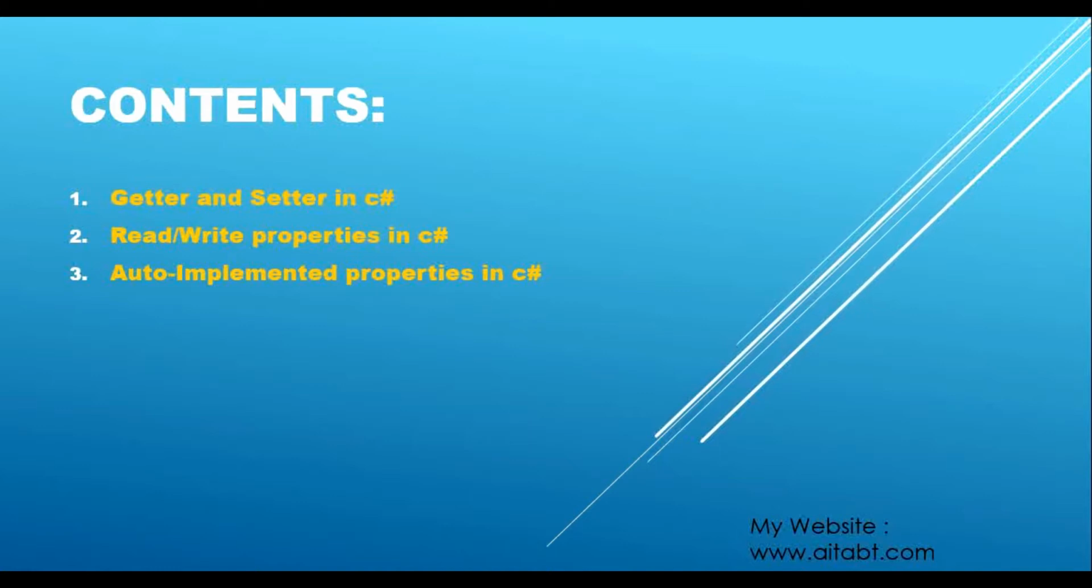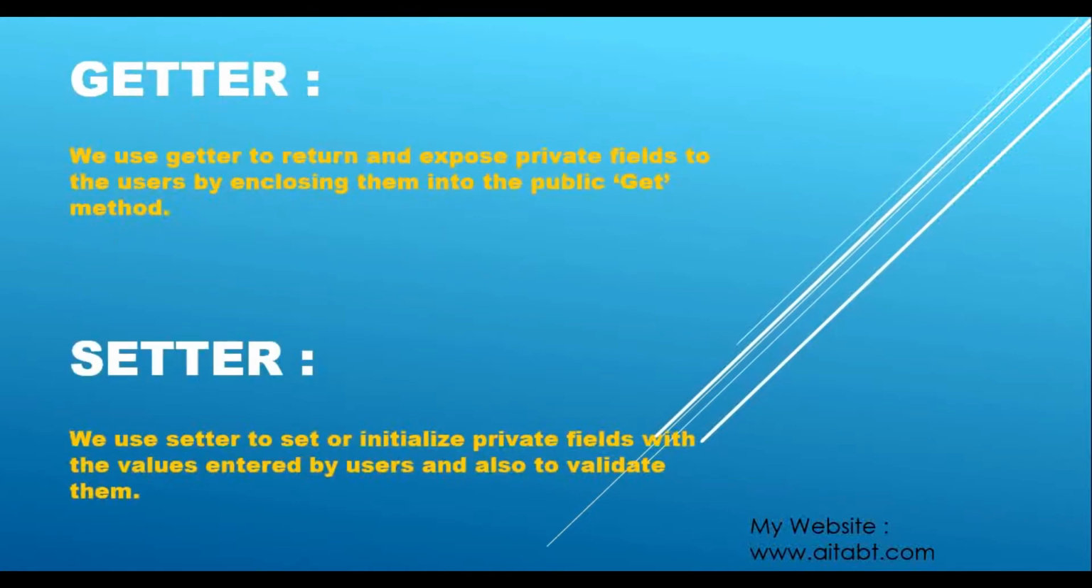And we will see read write properties in C Sharp, and we will see what are auto implemented properties in C Sharp. So first, that is getter and setter. We use getter to return and expose private fields to the users by enclosing them into the public get method. And what is setter? We use setter to set or initialize private fields with the values entered by users and also to validate them. Now what all this means, we will see directly in action.